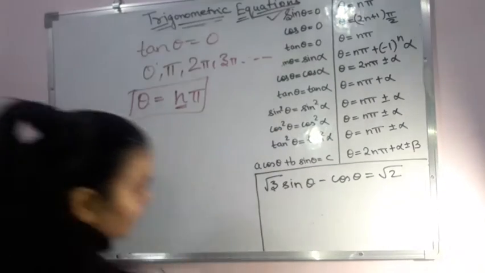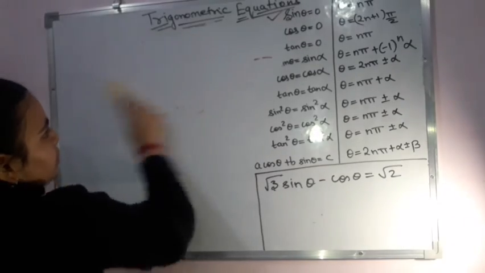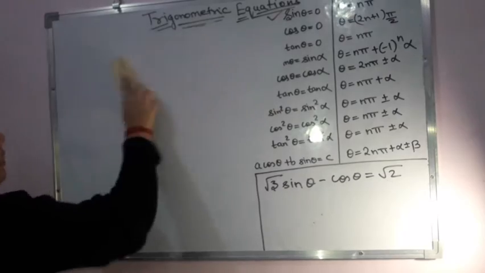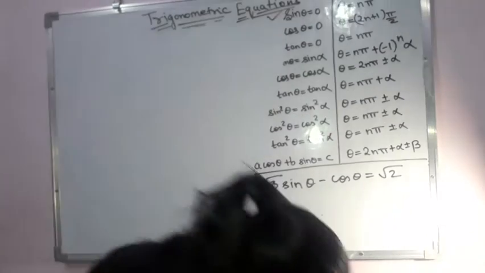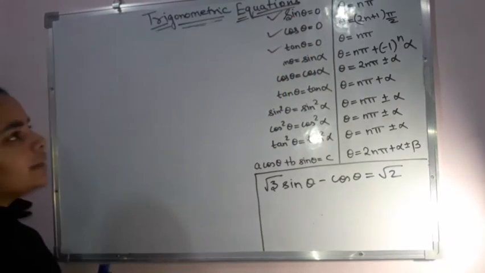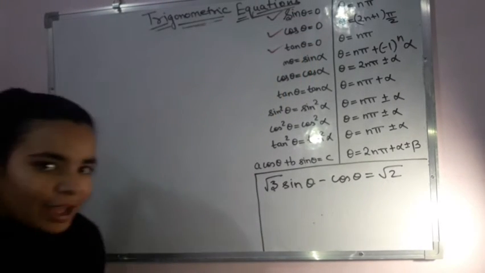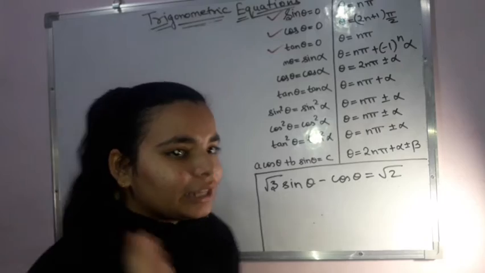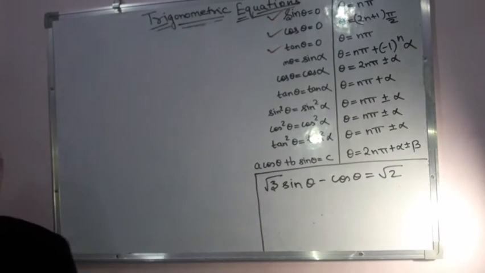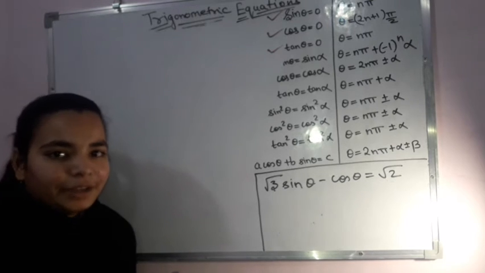So these three we have done, the simple ones, and they are the basics. Whenever you are going to solve other values, you will be using them. So please remember them. There is nothing typical in it. You can simply remember: sin theta is equal to 0, then theta is equal to n pi. When cos theta is equal to 0, then theta is equal to (2n plus 1) pi by 2. And when tan theta is equal to 0, then theta is equal to n pi.